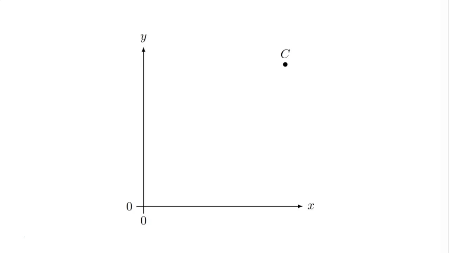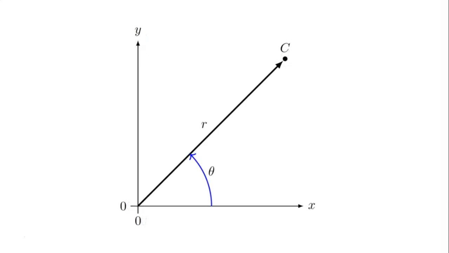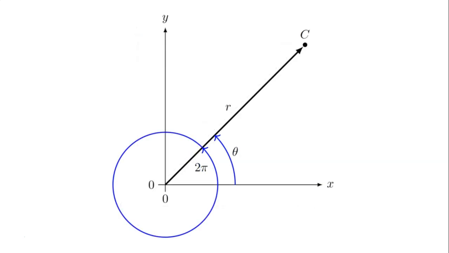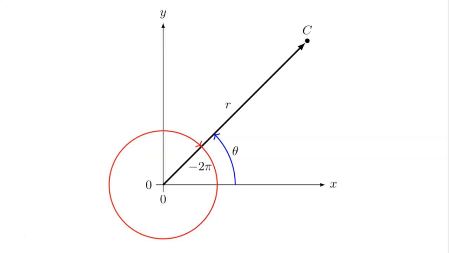A different way of locating point C is using polar coordinates r, theta. Theta is the angle of a vector from the origin to point C, and r is the length of this vector. There is some ambiguity in specifying parameters r and theta. For example, replacing theta with theta plus 2 pi, or replacing theta with theta minus 2 pi, or theta plus any integer multiple of 2 pi, still points to the same point on the plane.